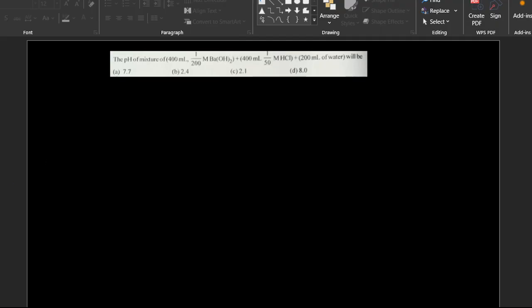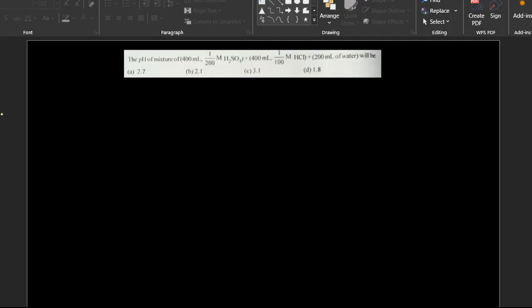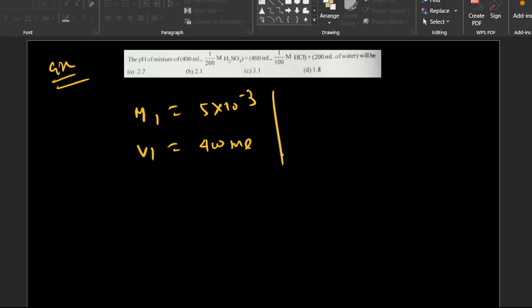So, similar problems. Okay, so another example regarding this pH of a mixture. In this case M1 is given as 1 by 200. So if you do that, this becomes 5 into 10 raised to minus 3, and V1 is given as 400 ml. For M2, it is given as 1 by 100, that is 1 by 10 raised to 2, which is equal to 10 raised to minus 2. So M2 is equal to 10 raised to minus 2.